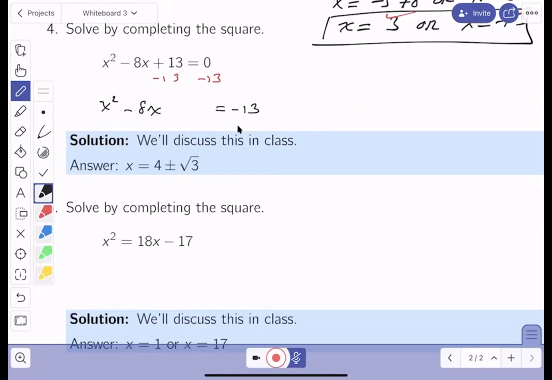All right, let's take a look at it. Again, what am I going to do? Half of that number, which is minus 4, and square it. And when you square minus 4, you get 16. So we're going to add 16 to both sides.